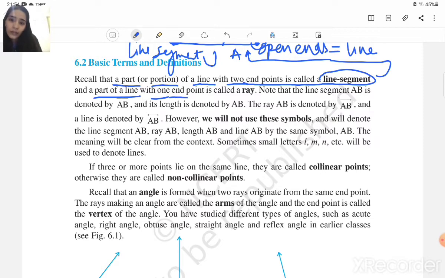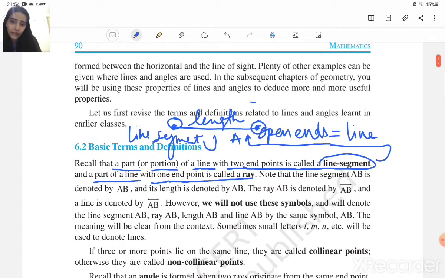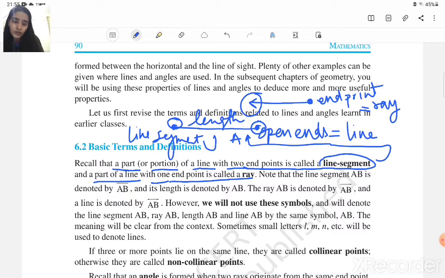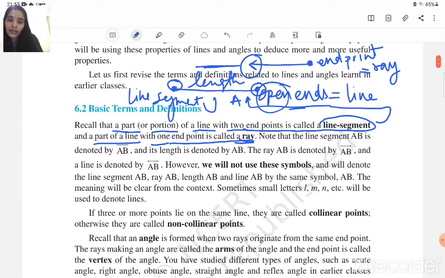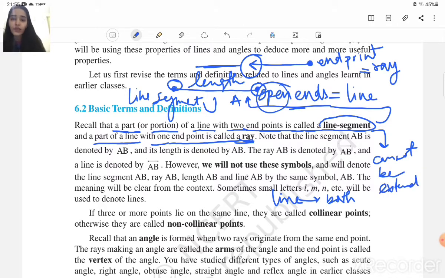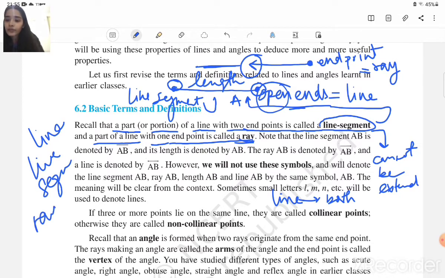A part of a line with one endpoint is called a ray. Similarly, if there is a line but it has only one closed end or one endpoint and it is open from the other side, then it is known as a ray. This arrow is used to depict the open end, which means it can be extended in this one direction. A ray can be extended in one direction. A line can be extended in both directions, and a line segment is restricted and cannot be extended. I hope this difference is clear. We have a line segment, and we have a ray.